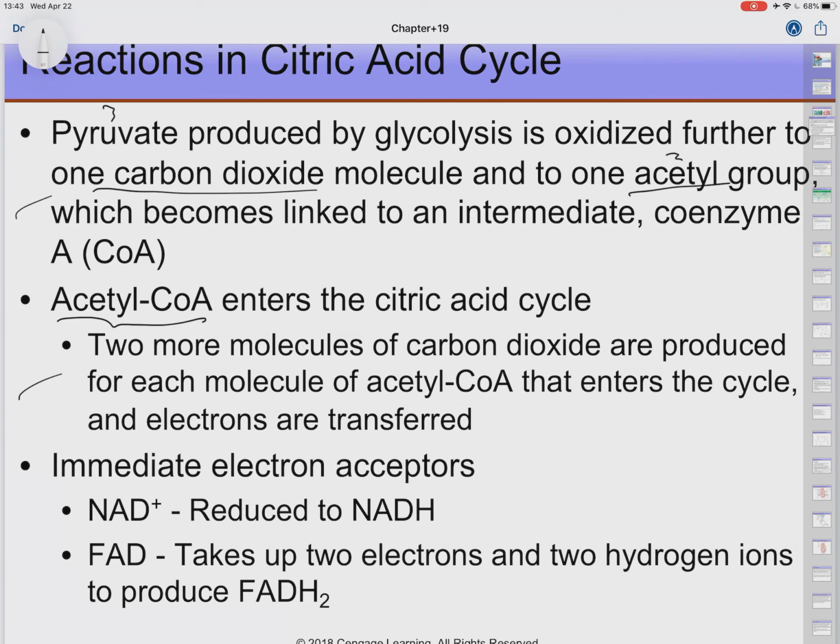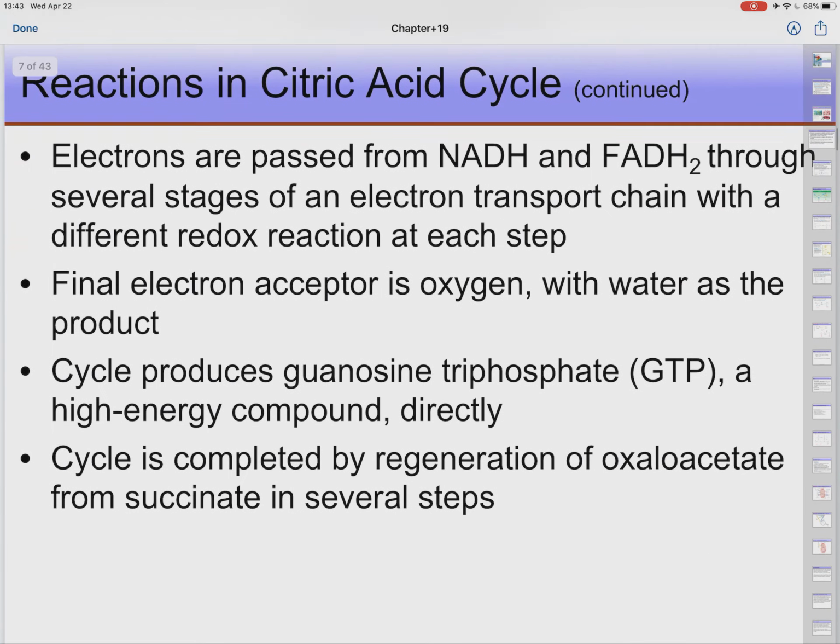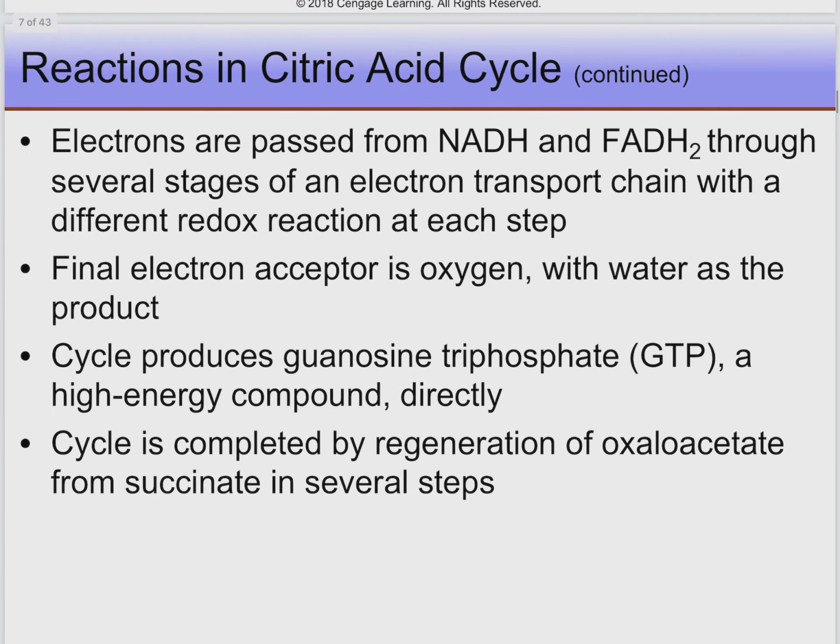During these processes, we're going to be reducing our electron carriers. Most of the time, it's going to be NAD+. One time in the citric acid cycle, it will be FAD. Enzymes that have these FADs attached are referred to as flavoproteins. And all of those electron carriers will then go on to the electron transport chain.